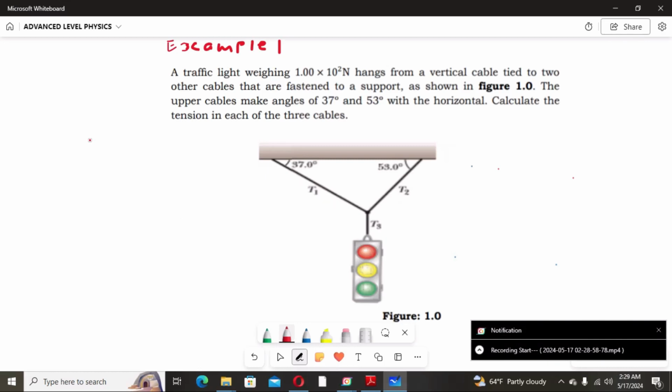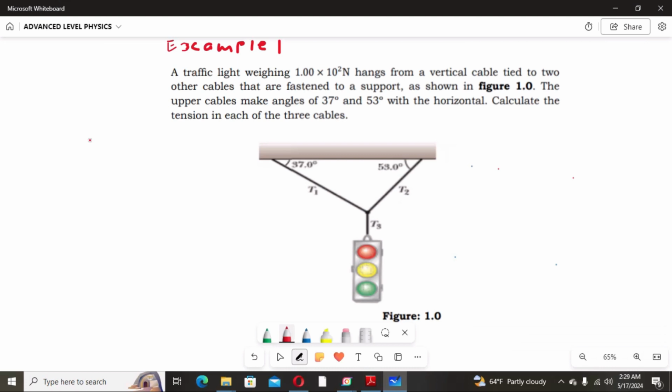Hey everyone, welcome back. Let us now dive into our first example to see the principle of moment and static equilibrium in action. In this example, we will analyze a traffic light weighing 100 newtons hanging from a vertical cable tied to two other cables that are fastened to a support as shown in that diagram there. The upper cables make angles of 37 degrees and 53 degrees with the horizontal. Now we have to calculate the tension in each of the three cables.